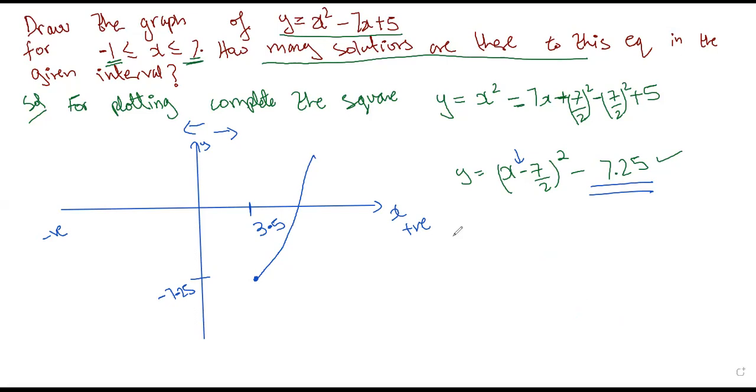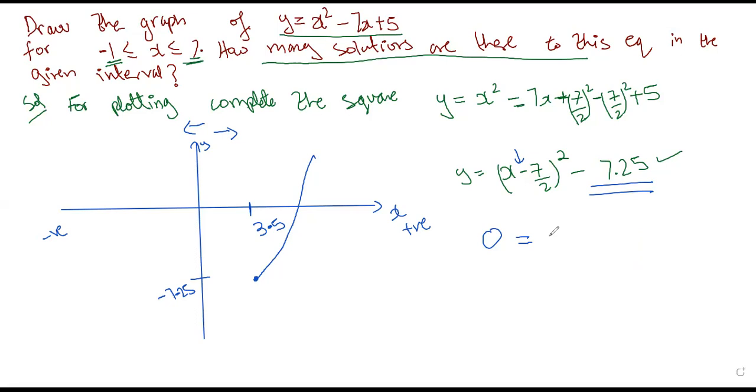What are the roots? Values of x when y is 0. So 0 equals x minus 7 by 2 square minus 7.25.